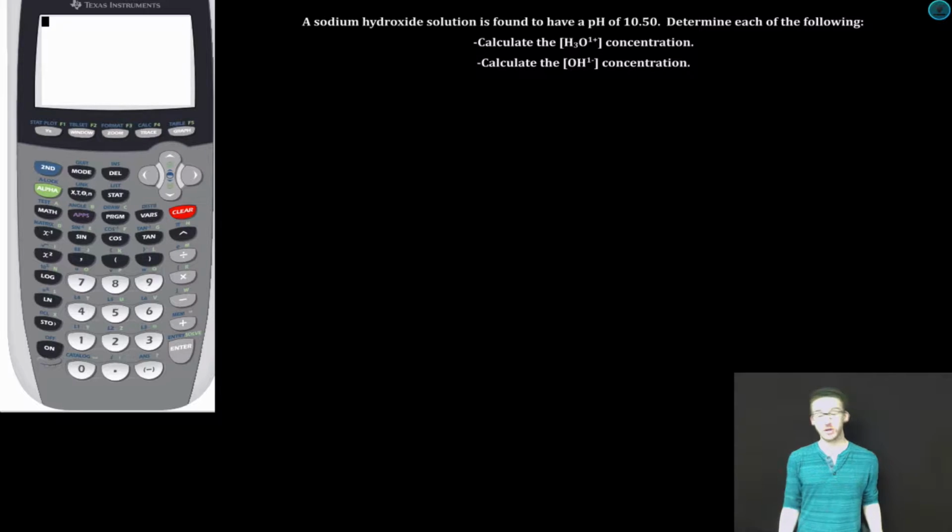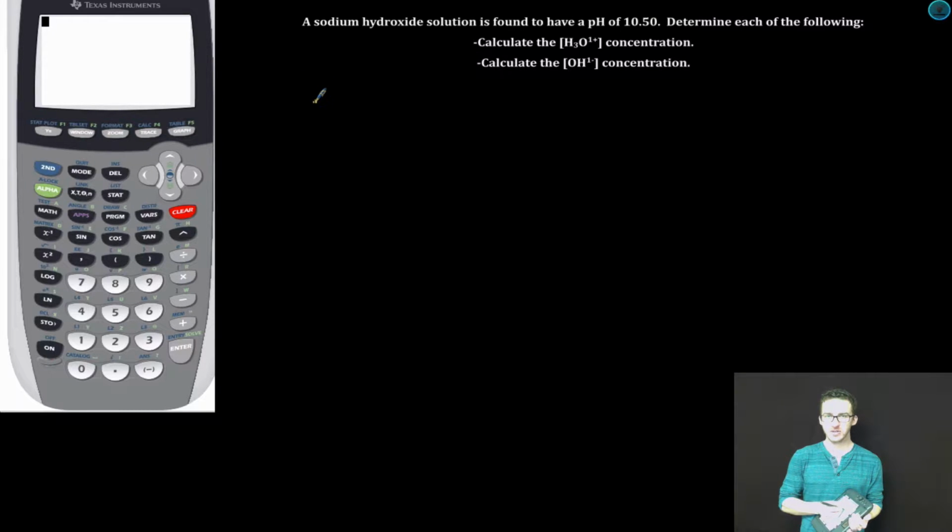This time, though, we're going to go in reverse. It says a sodium hydroxide solution is found to have a pH of 10.50. So we already know the pH. Determine the following. Calculate the hydronium ion concentration and calculate the hydroxide ion concentration.